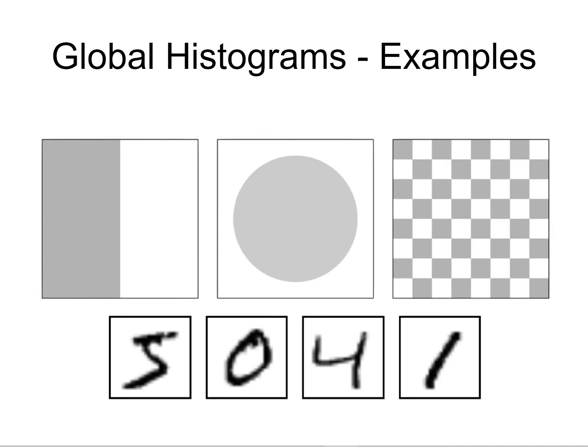But of course, a global histogram is definitely not reliable. If you convert the first three images to histograms, you will know that these three will definitely get the same histogram. Similarly, for these four characters, if you just convert them to histograms, you will probably get very similar histograms.